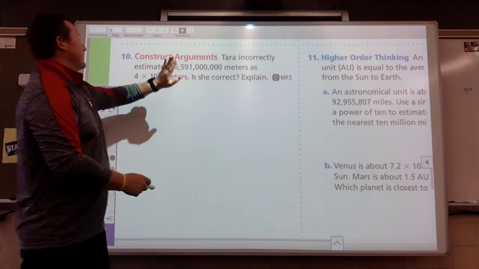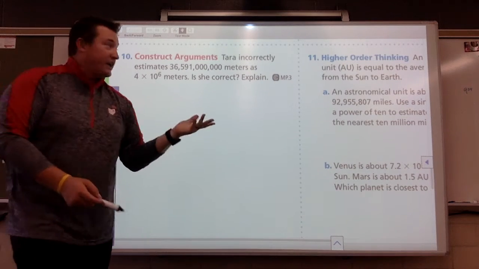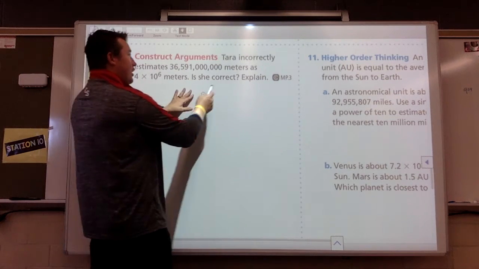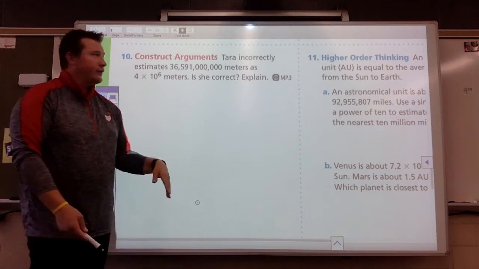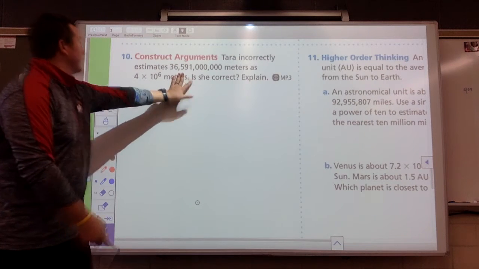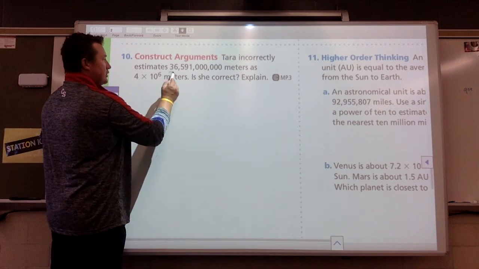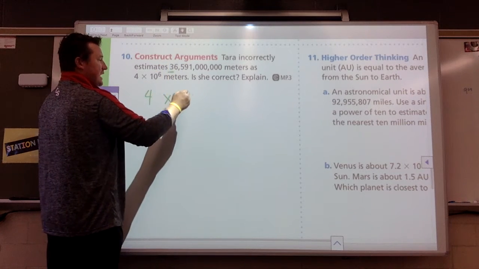Tara incorrectly estimates this number as that. Right? Is she right? Well, I'm assuming no. You just told us she was incorrect. I'm a good reader and I knew this. So what is this number, people? Right? What is this number here? Well, this is going to be, hey, look here. That 6 is going to round it up. So it is going to be a 4 times 10 number.